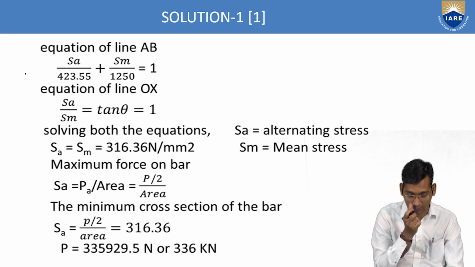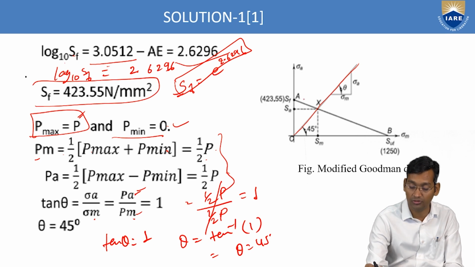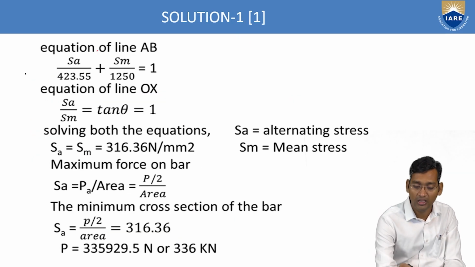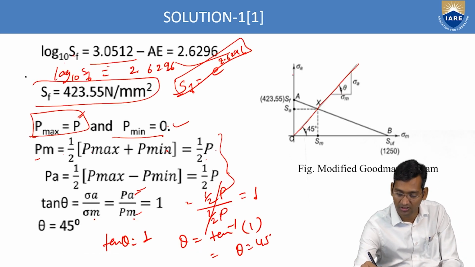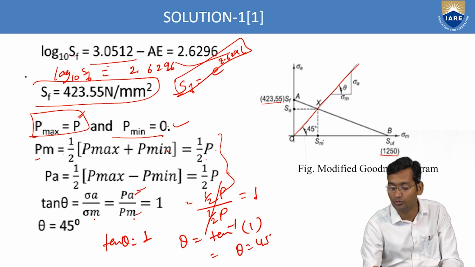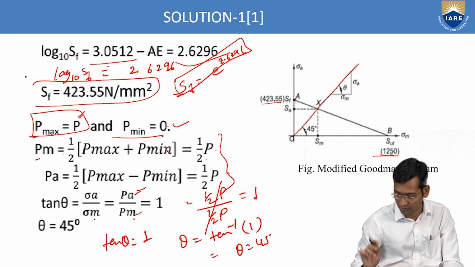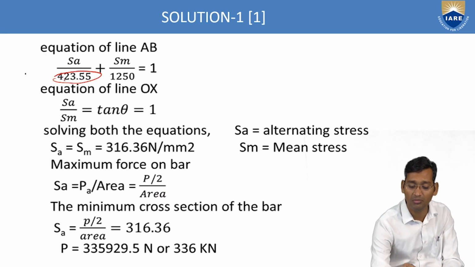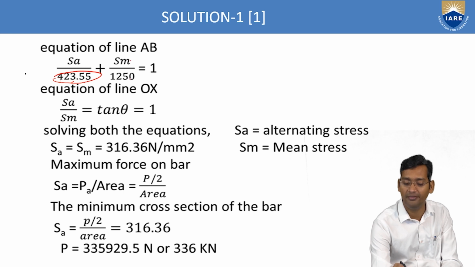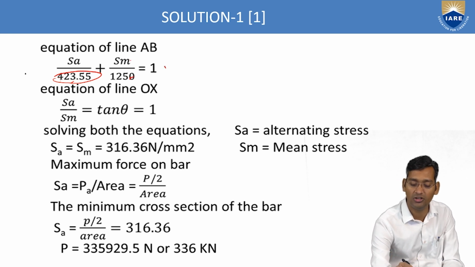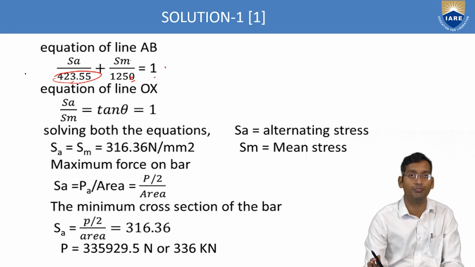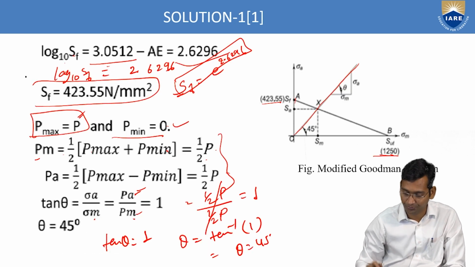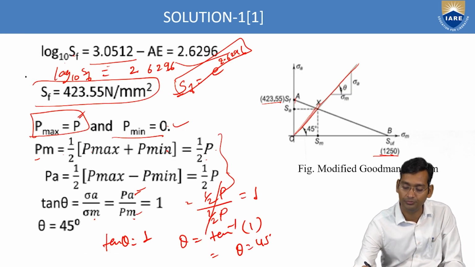Okay. Now for the equation of line, that straight line equation that we are using, the intercept form. So SA by whatever the intercept is, therefore 423.55. So just see, this is the sigma A, and here is the 423.55, and in this case 1250. So this is the x intercept, this is the y intercept, right? So y by y intercept plus x by x intercept equals 1. That is the straight line equation. So SA by 423.55 plus SM by 1250 equals 1. That is the equation of line of which one? That OX. The equation of this line.